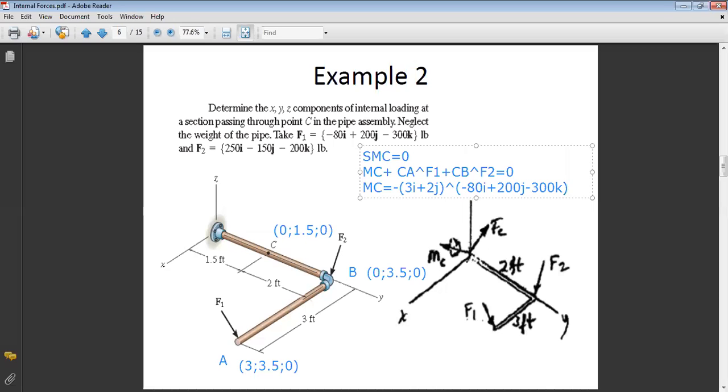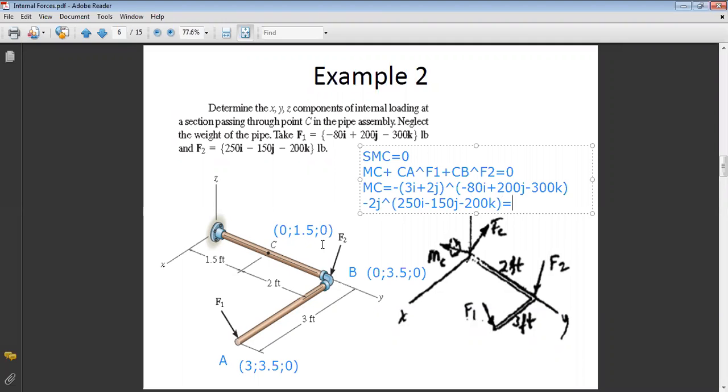So vector CB is 0 along i, 2 along j, so 2j only, because I don't have components along i and k for this vector. So it's minus 2j vectorial F2. I replace F2 by its expression, which is 250i minus 150j and minus 200k. Okay. Now, all I have to do is to do the expansion. Now, if you want, we can do the matrix method, or we can do just the expansion here.